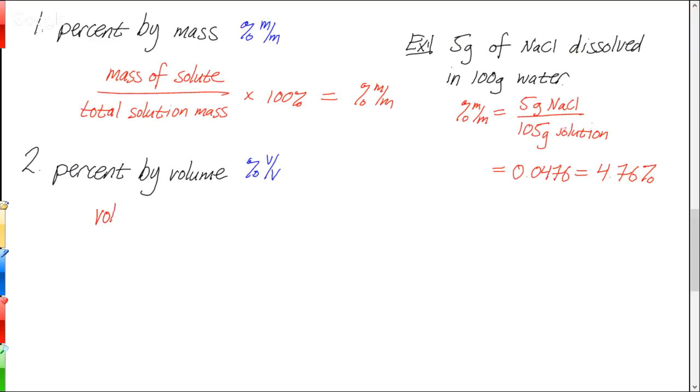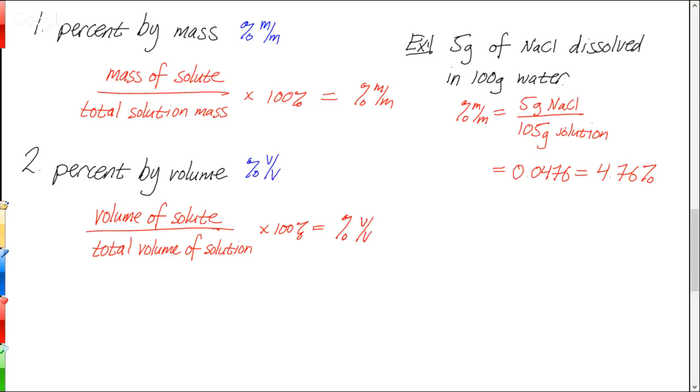So we now have the volume of the solute divided by the total volume of the solution times 100%, and that's your percent by volume. So when you have a liquid that you're mixing with water, this is often the measurement that's used because it's easier to measure liquids by volume sometimes than by mass.